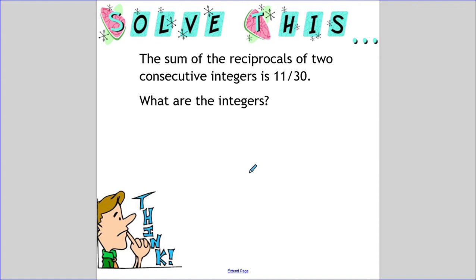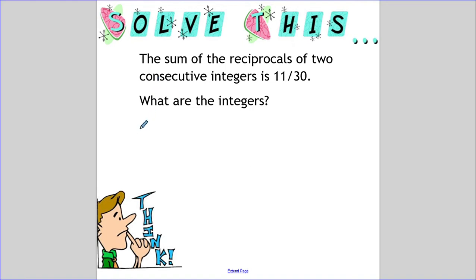In our next example, we start to get into this idea of word problems, where it might require you to think a little bit outside the box. The sum of the reciprocals of two consecutive integers is 11 over 30. And I want to say, what are the integers?